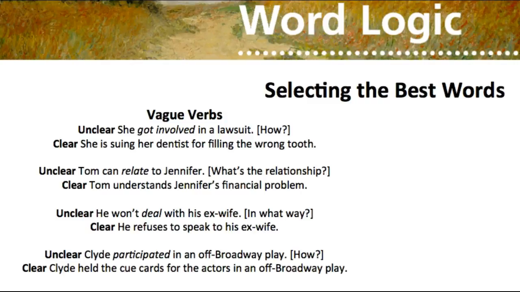"Clyde participated in an off-Broadway show." Clyde held the cue cards for the actors in an off-Broadway play. So as you can see, these sentences aren't wrong, but they lead to more questions. So when you're trying to write concisely and in an academic tone, you want to avoid the vague verbs and use more concise language and be clear. Don't make your reader ask why.